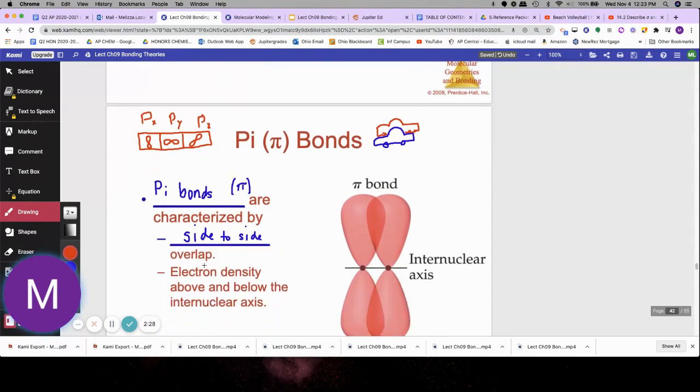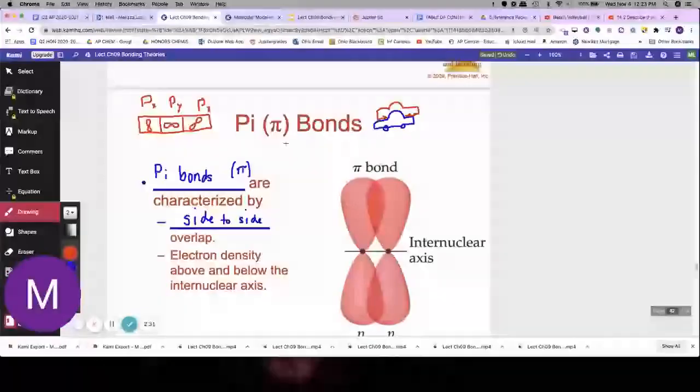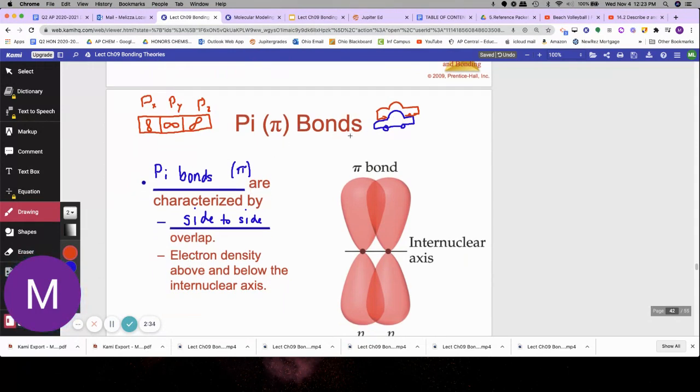Now pi bonds. Pi bonds are a little bit different. They are a side-to-side overlap. It's not a head-to-head overlap like this; that would be a sigma bond. This is a pi bond. This happens because in the p sublevel there are three orbitals: pz on the z-axis, px, and py on the y-axis. If you have a px of one atom and a px of another atom, you'll get a sigma. If you have a pz and a pz, you'll get a pi.